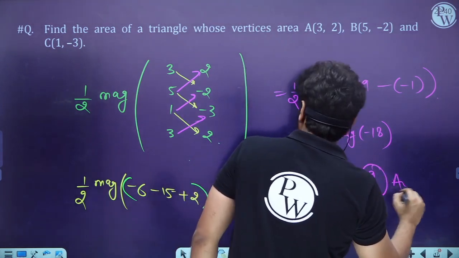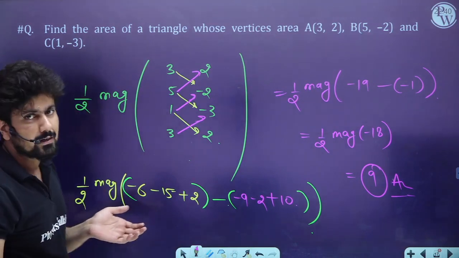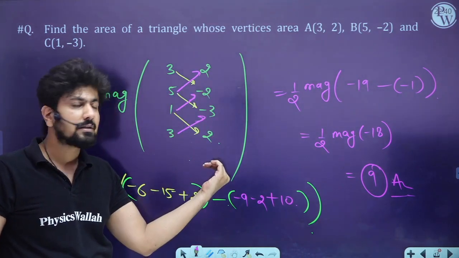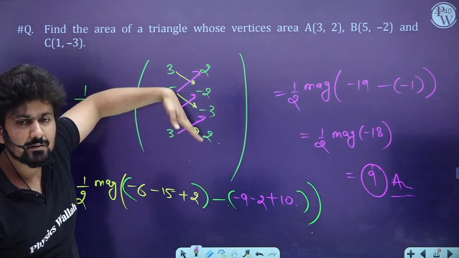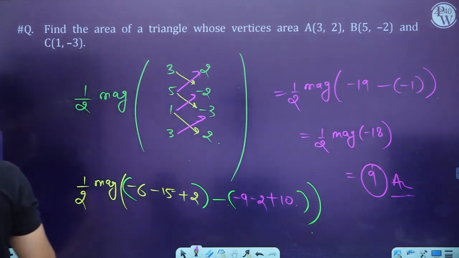That's our answer. So this is another way of finding the area of a triangle or the area of any polygon. Just start with one vertex, write all the vertices, and then again repeat the first one, then multiply this way, then go back. The similar way.